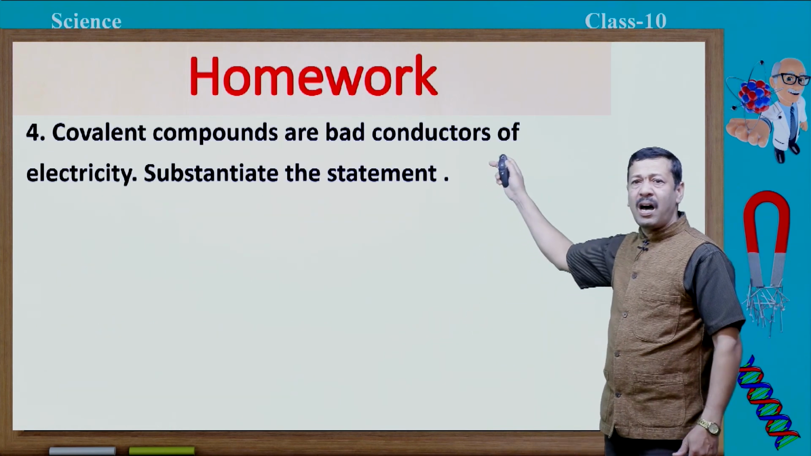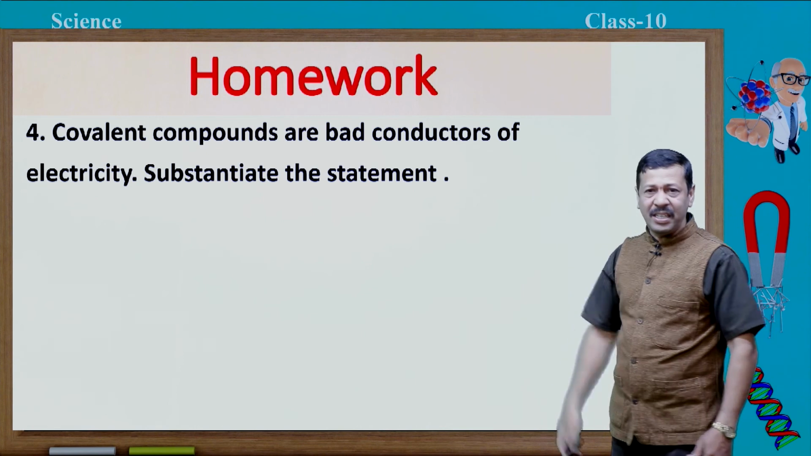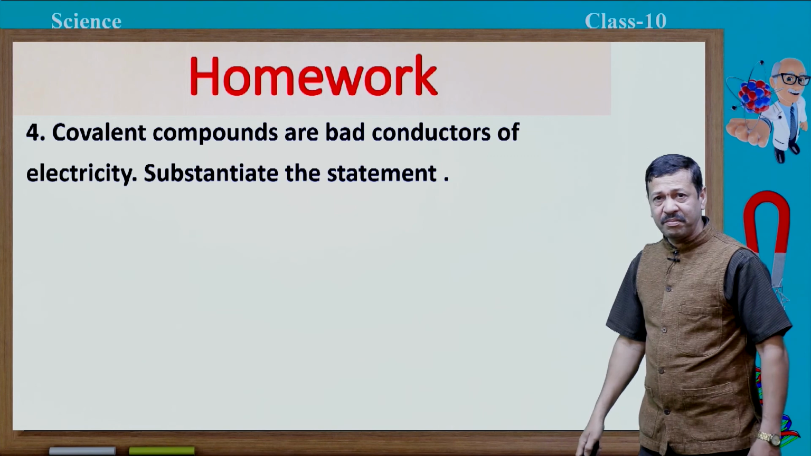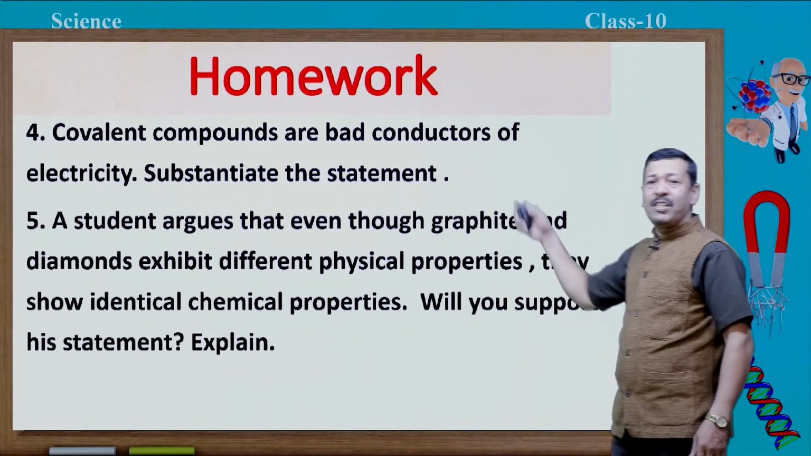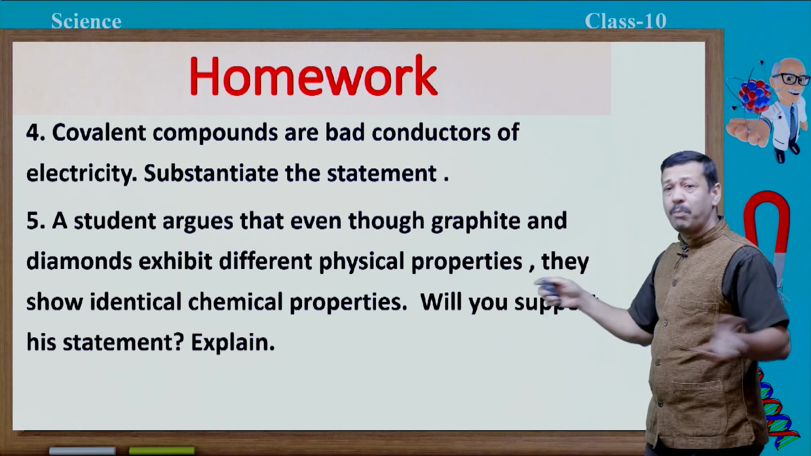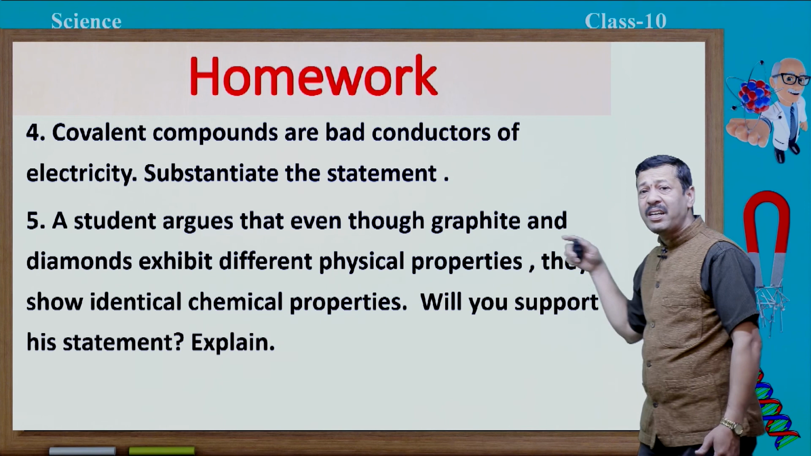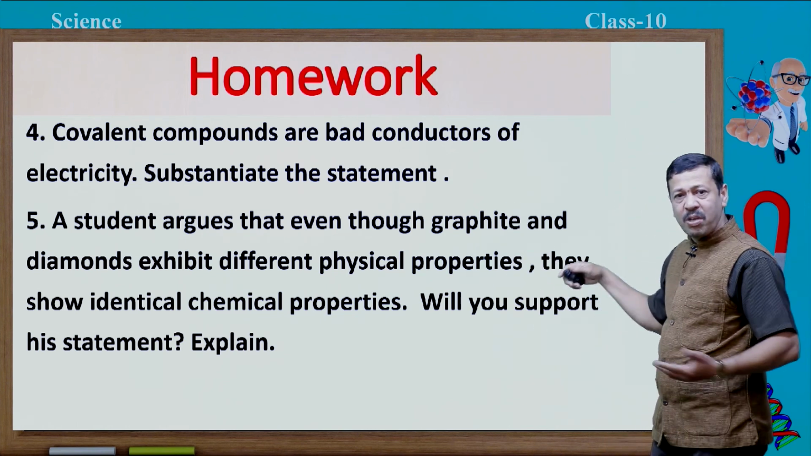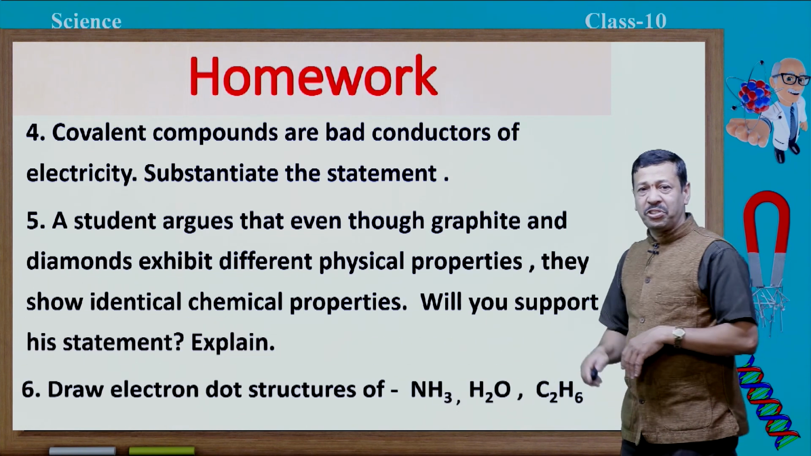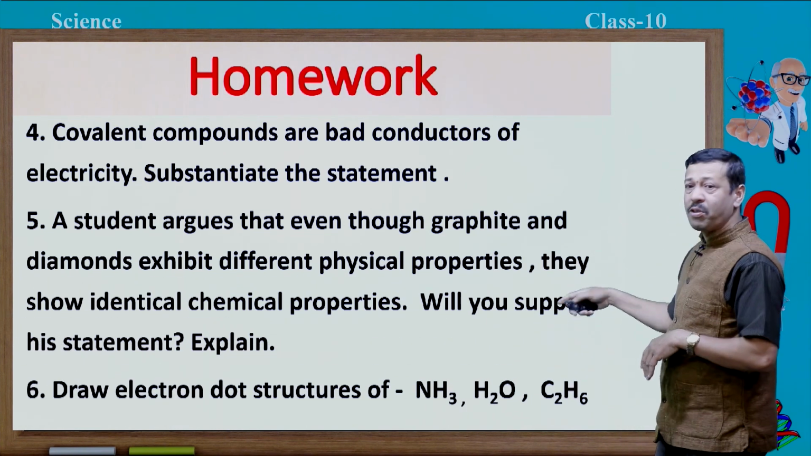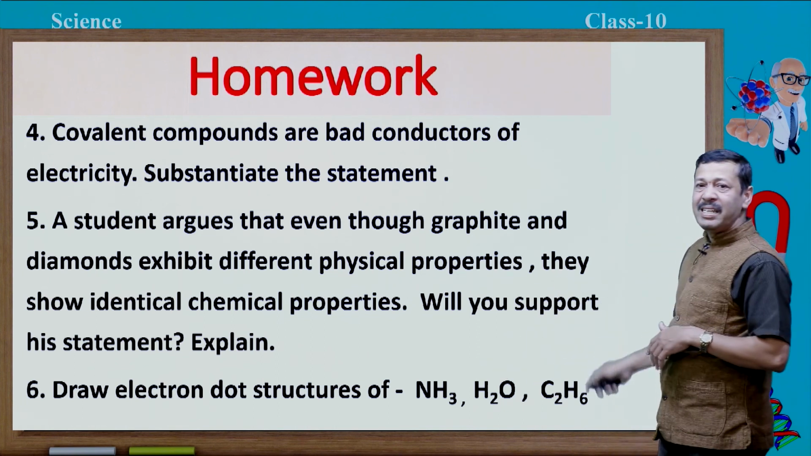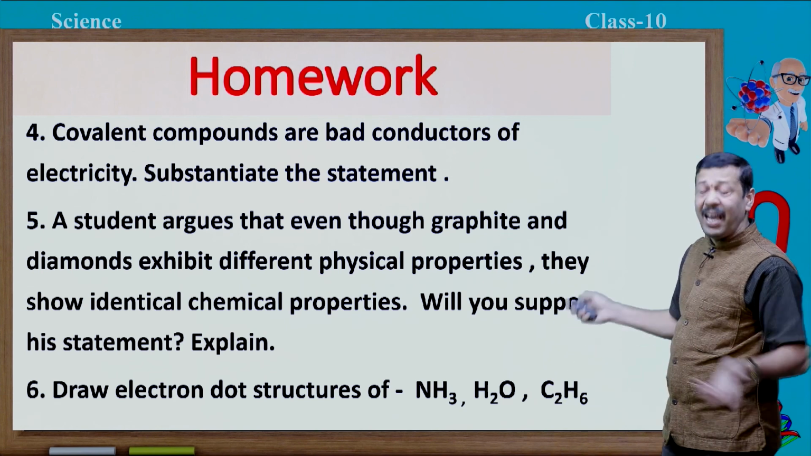Covalent compounds are bad conductors of electricity. You have to substantiate this statement. The next question. A student argues that even though graphite and diamond exhibit different physical properties, they show identical chemical properties. Will you support his statement? Explain. Last question. Draw the electron dot structures of NH3, ammonia, H2O, water, C2H6, that is ethane.